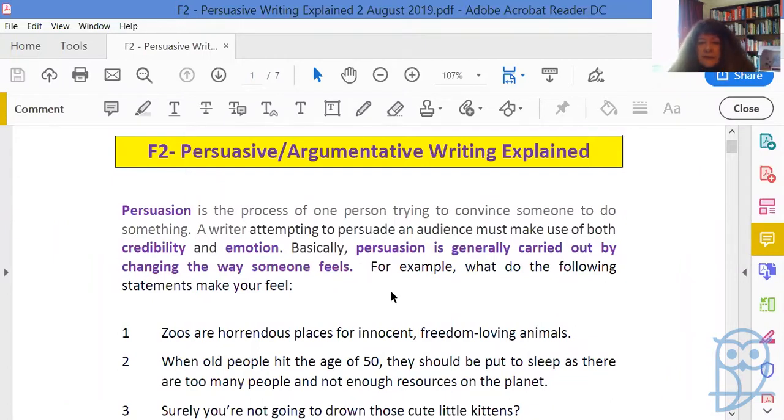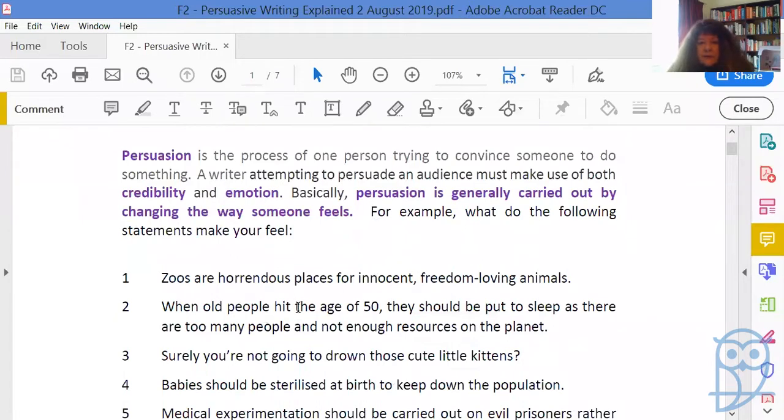Now we're going to look at some statements to see if they make you feel anything. Okay, so I want you to put in the chat box. For example, let's look at number 1. Zoos are horrendous places for innocent, freedom-loving animals. Does that make you feel like that statement is correct and true? Or does it make you feel like it's a load of rubbish? What do you think? Stick it onto the web chat and we can look at it. Do you agree or disagree?